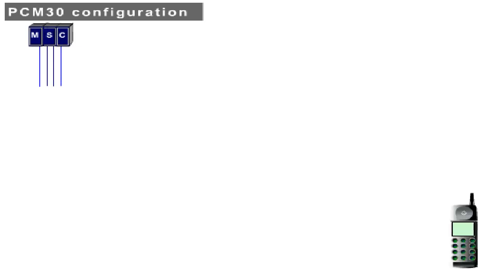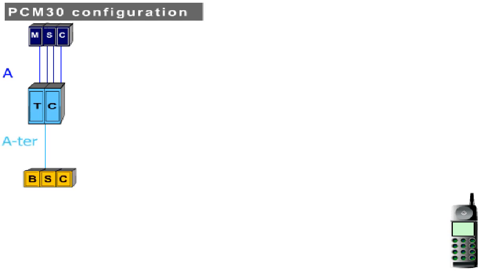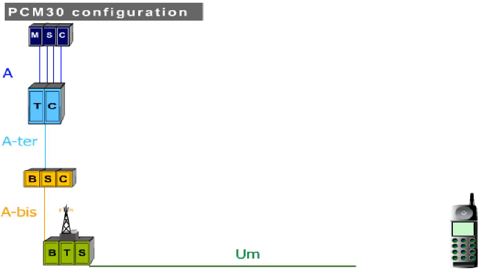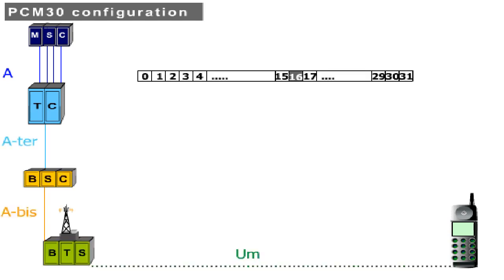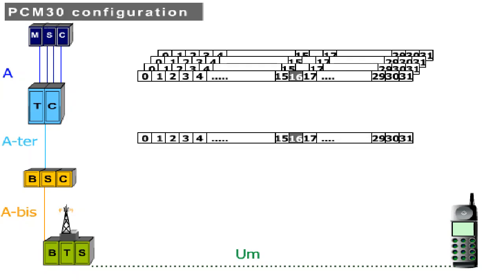Let's consider the PCM30 configuration as an example for the frame structure of data transmission between the MSC and the mobile station, to understand the data flow at the A interface, the ATA, A-BIS and UM interfaces. We see that the 4 A links are mapped onto one ATA link. 4 A channels of 64 kilobits per second each are mapped onto an ATA channel consisting of 4 subchannels of 16 kilobits per second each.